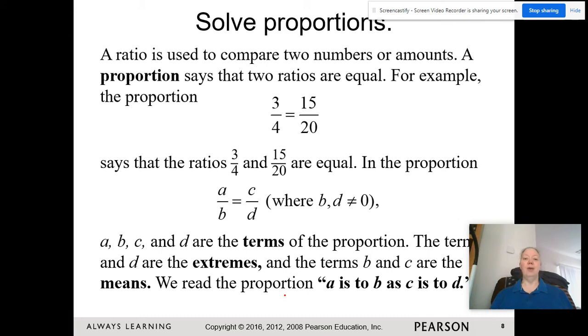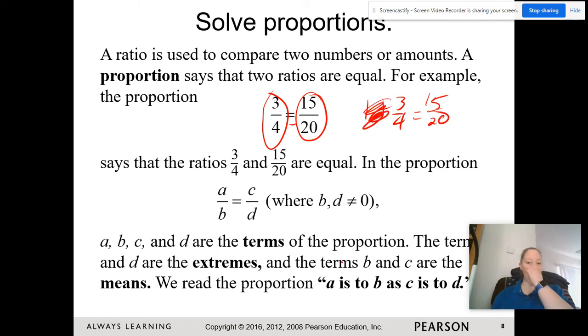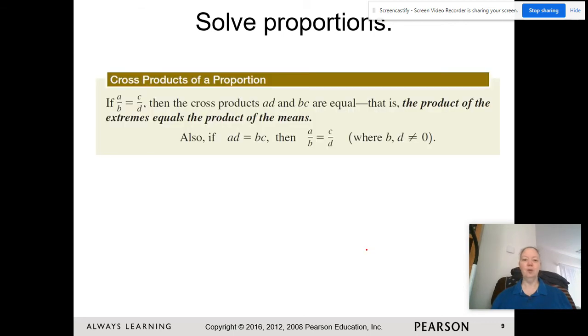Proportion. Okay, when we have a single ratio equal to a single ratio, it has to be a fraction equal to a fraction. You cannot have another number outside, so you can't have 1 plus 3/4 equal 15/20. It has to be just a fraction equal to a fraction. When you have that situation, we call it a proportion. And when you have proportions, you are going to solve it by what we call cross multiplication, which is different from multiplying across.